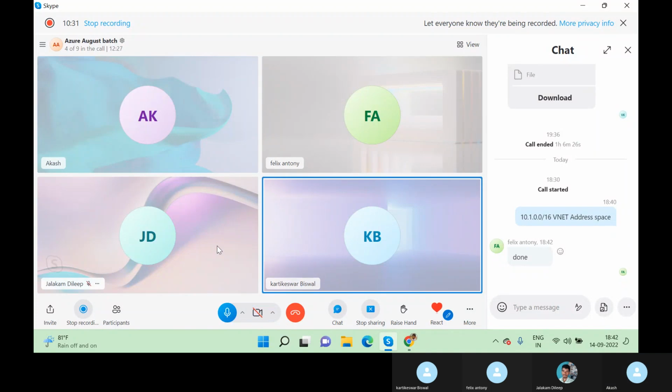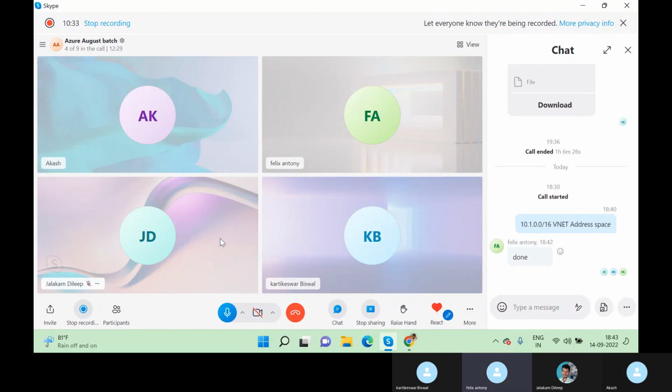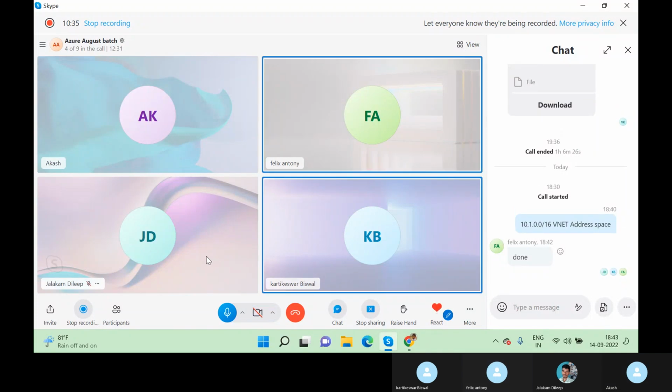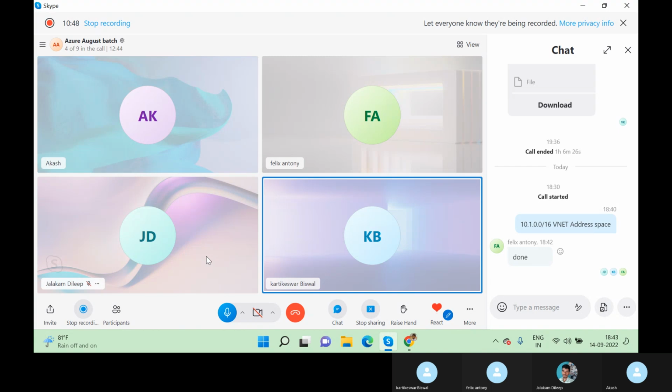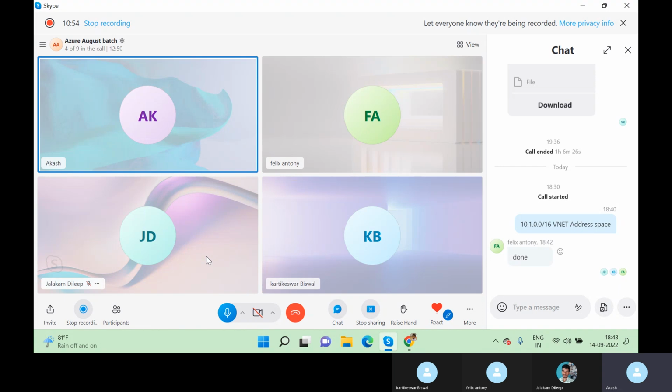I'm not getting it. 10.1.0.0/16, so 3 IPs required in that, right? No, I need three subnets. Subnets are a range of IPs. They're not single IPs, they're a range of IPs.